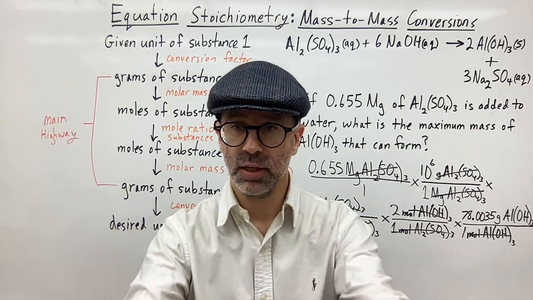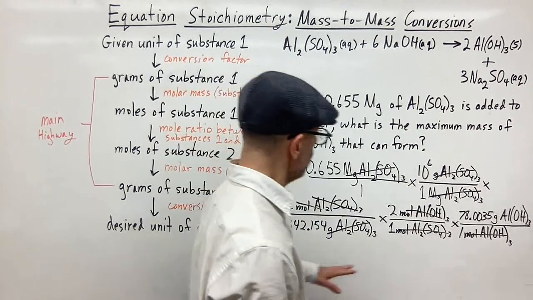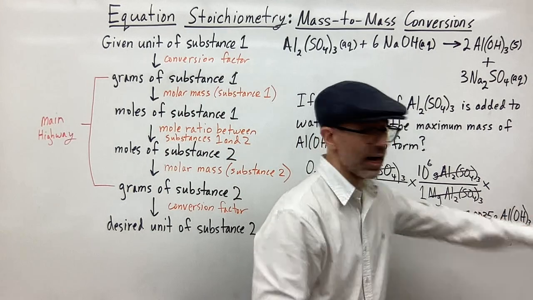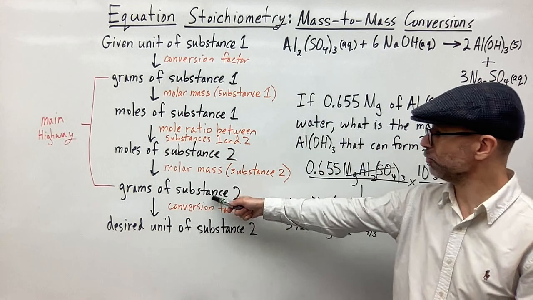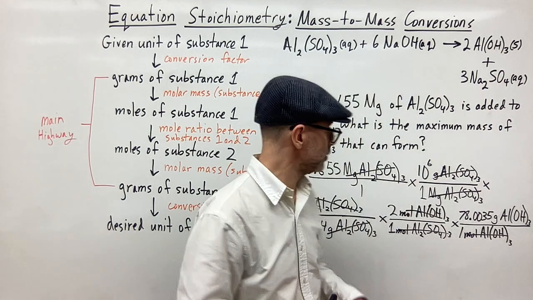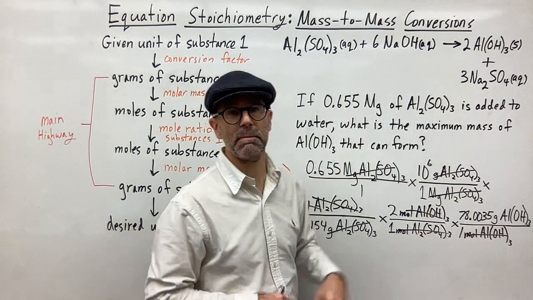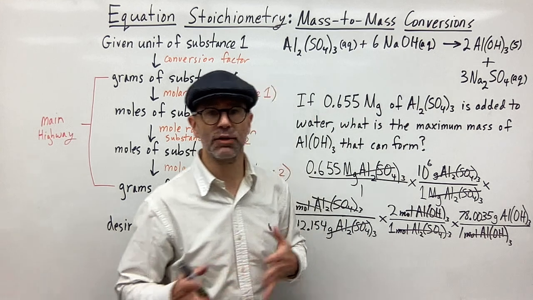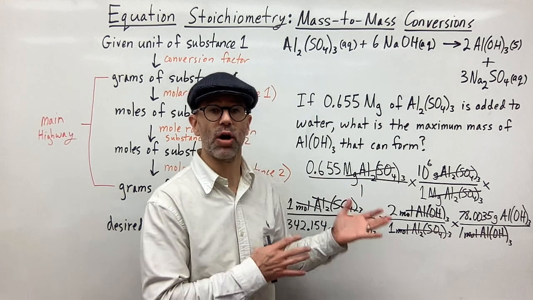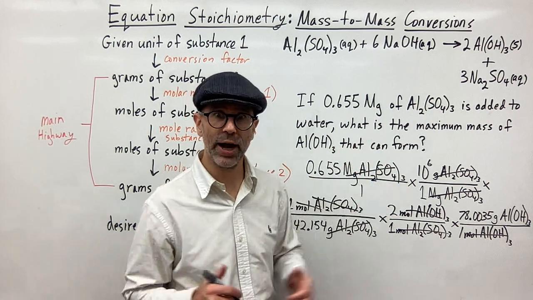Let me fix this. There we go. So now I have grams of aluminum hydroxide. I am right here on my roadmap. But they're not really asking us for grams. Notice they don't really say what is the maximum mass. Since they're giving us megagrams, it makes sense to convert that to megagrams for our substance 2. Otherwise, we'll have a very large number of grams.